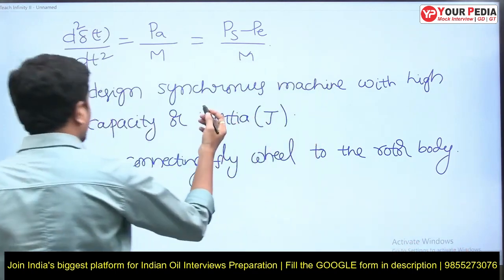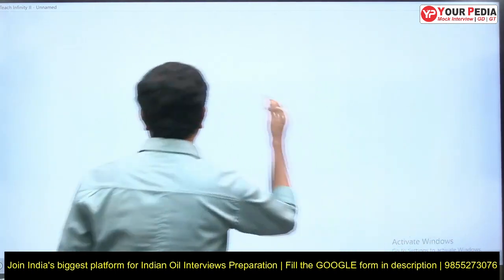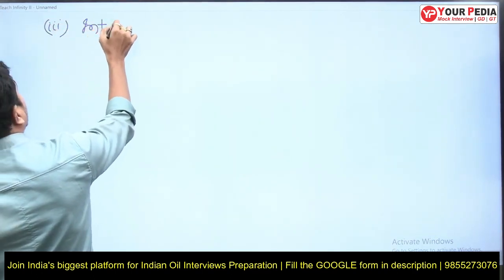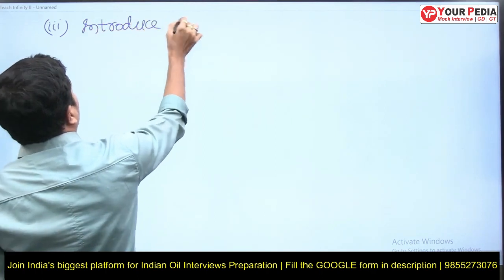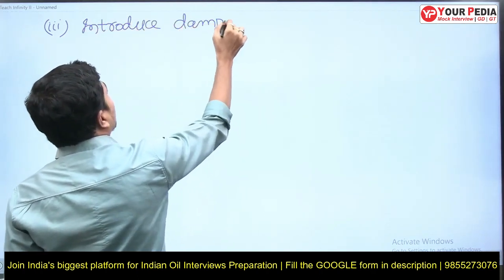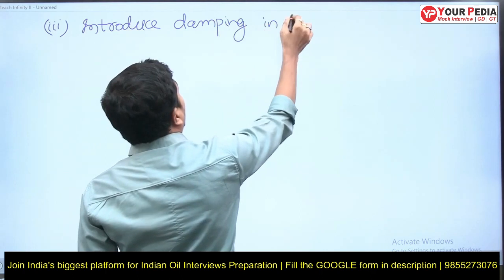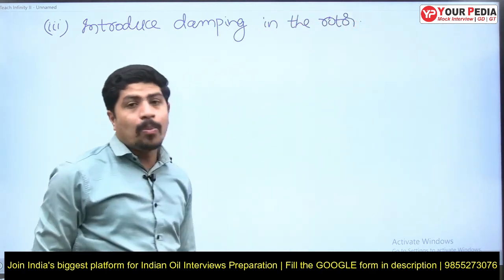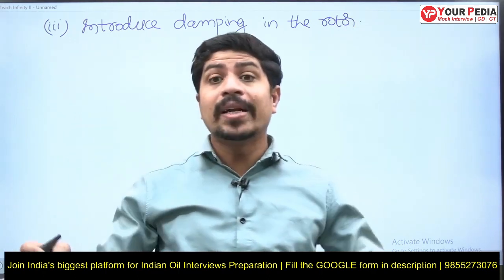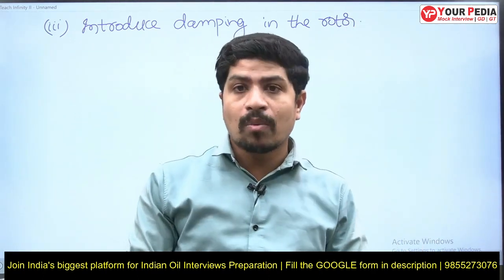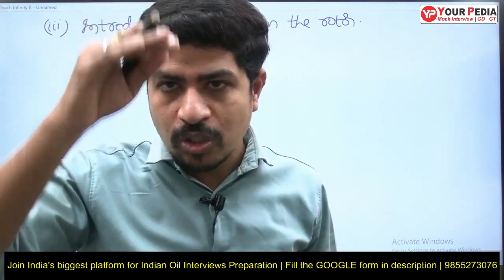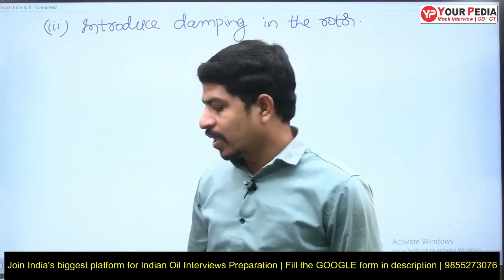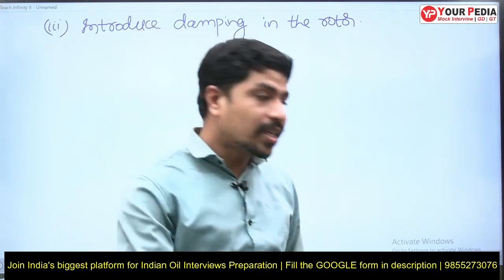The third one is to introduce damping in the rotor. What does damping mean? Opposition to the oscillations. In the rotor body, you can keep a damper winding to reduce those oscillations. That is also one of the methods to improve transient stability.